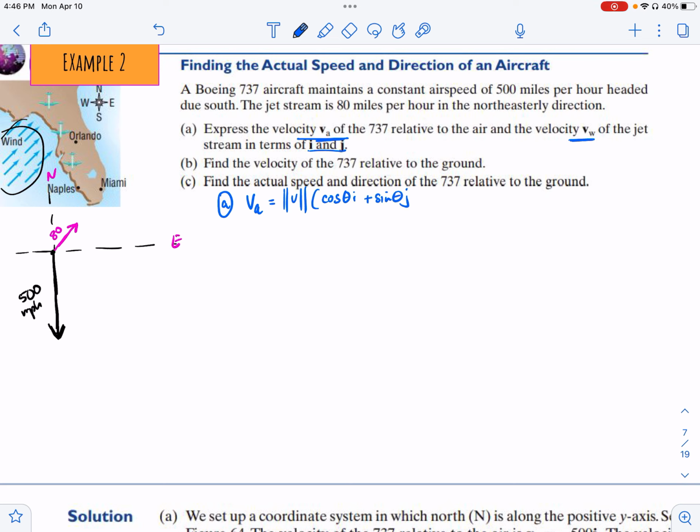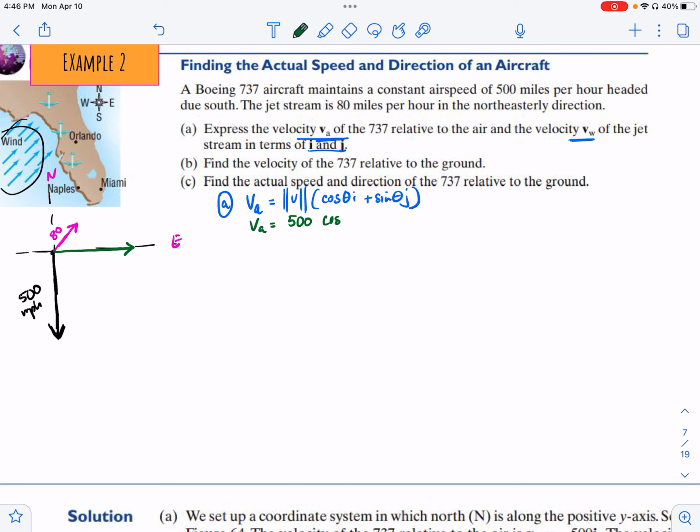So VA would equal 500 cosine. Now the theta is the angle that's made with the positive direction of the x-axis. So this angle is the angle made by the aircraft with the positive direction of the x-axis, and that's a 270-degree angle, plus sine of 270 j. When you start substituting the values, cosine of 270 is 0, so the horizontal component is all gone, and sine of 270 is negative 1, so we have negative 500j as the velocity vector of the aircraft.